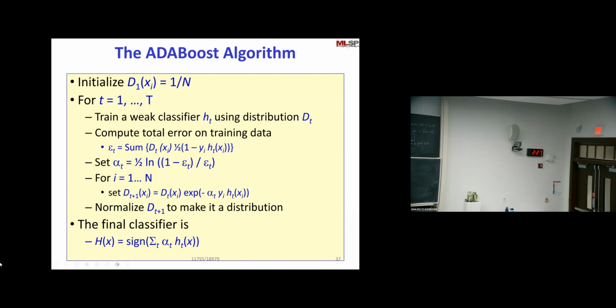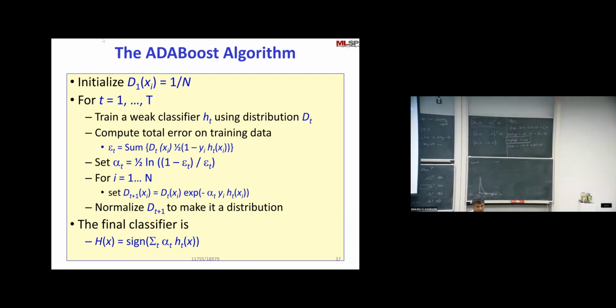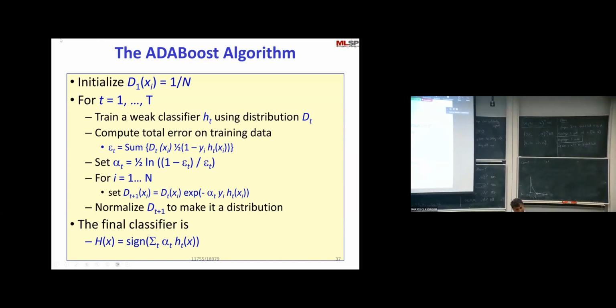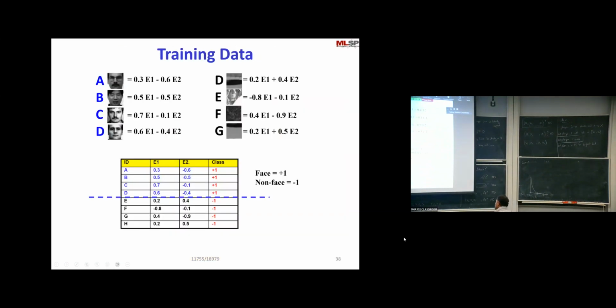Okay. And the final classifier was just a weighted sum of all the individual classifiers. The individual classifiers gave you a +1 or a -1, and the final classifier just did a weighted sum.